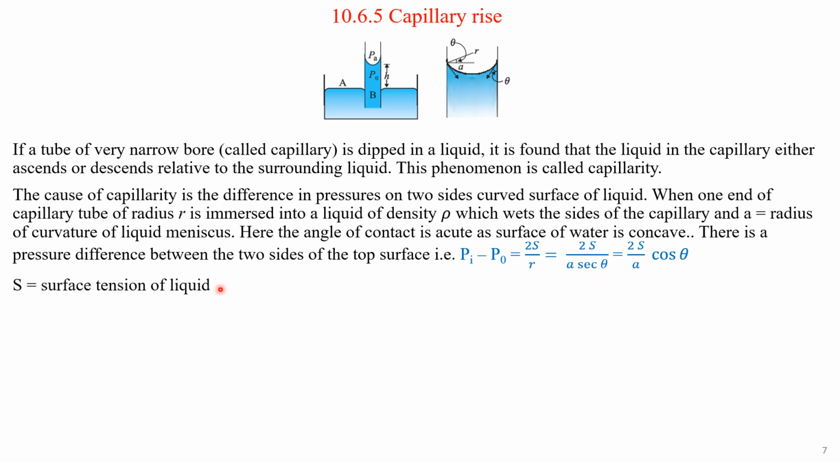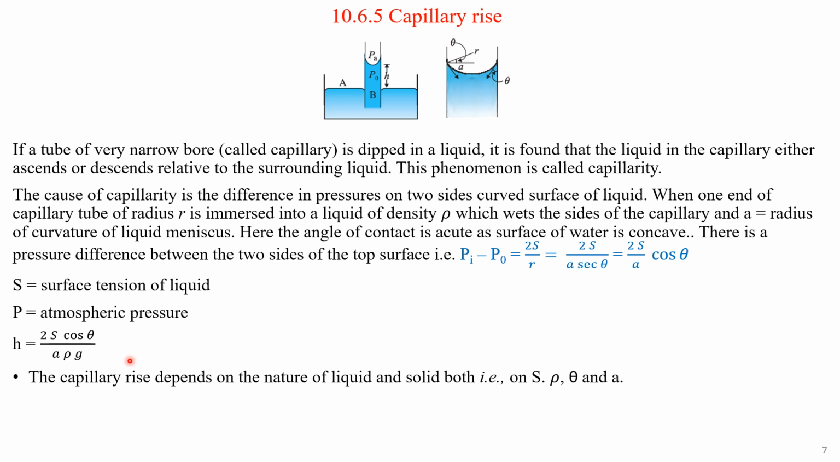where S is the surface tension of the liquid, P is the atmospheric pressure, and height h as shown in the diagram. H is given by 2S cos theta divided by A into rho into g. The capillary rise depends on the nature of the liquid and solid both. That is, the capillary rise depends on S, surface tension, density of the liquid, angle of contact theta, and the radius r.